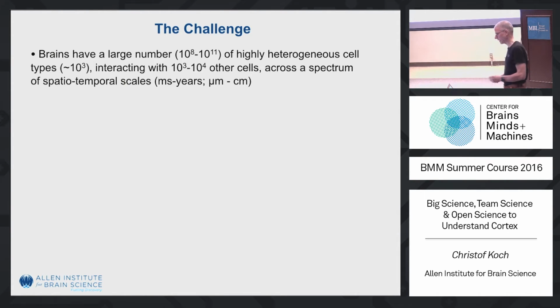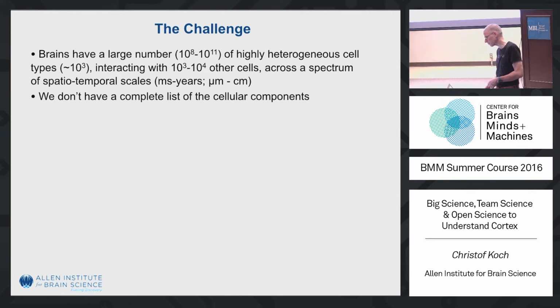So we all know brains have a large number of highly heterogeneous cell types, on the order of, we're pretty sure now, 1,000, maybe 500, maybe 2,000. In fact, there are now a number of projects getting ready, including us, to do cell types across the entire cortex and across the entire brain, both in mouse and in human. But it's going to be 1,000 or several thousands. Each one of them interacts in very complicated but apparently very specific patterns with 10^3, 10^4 other cells across a spectrum of scales, right? From milliseconds to, of course, our lifetime, and from micrometers to tens of centimeters. We don't have a list of the cellular components.